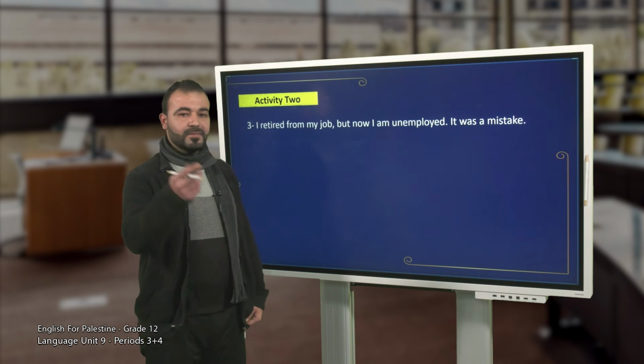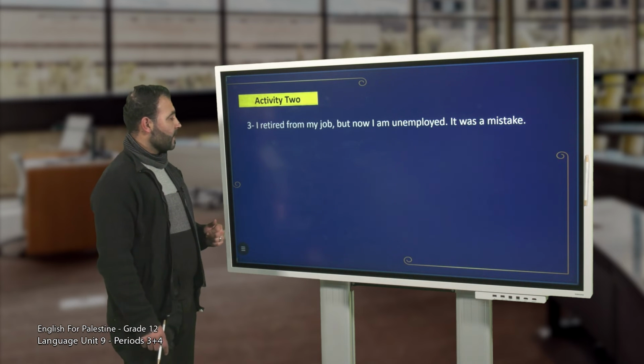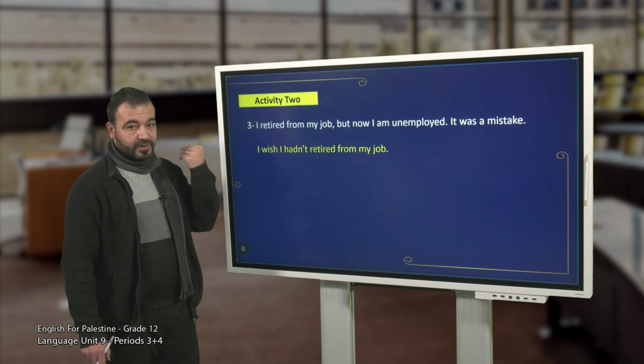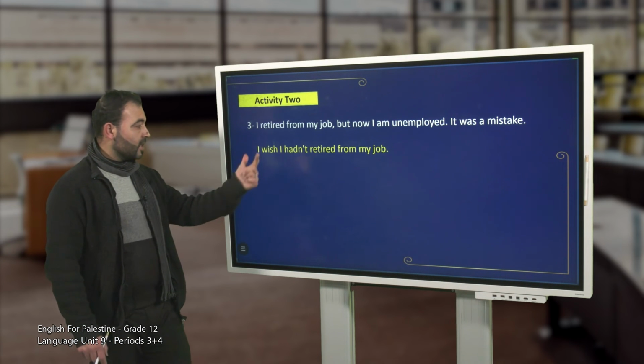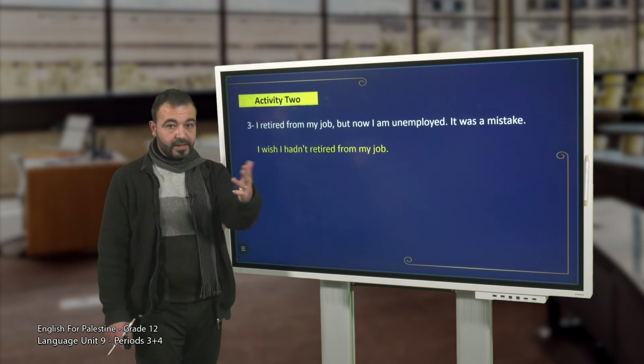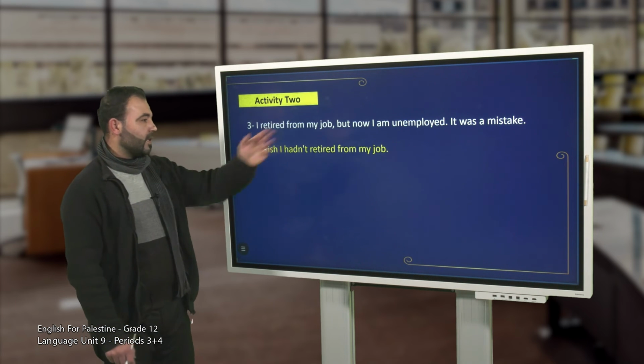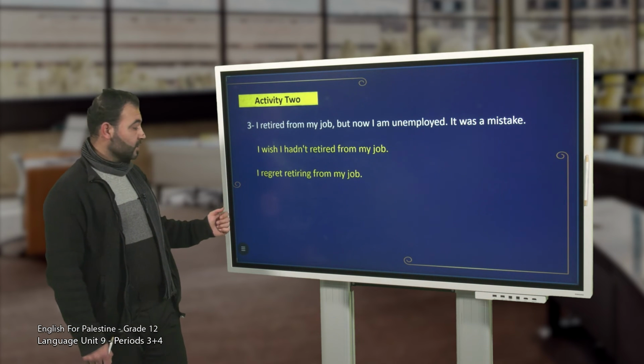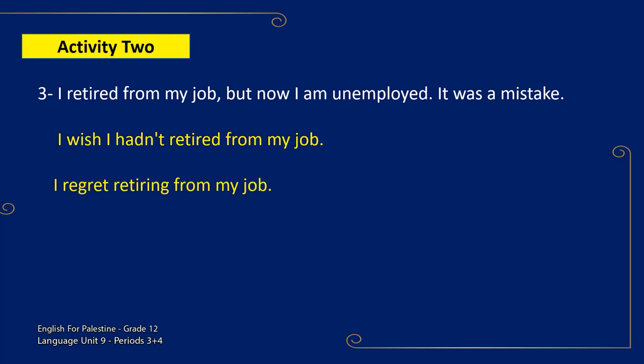Good. Now, please check your answers with me. With wish, for example, I wish I hadn't retired from my job. I retired. I wish I hadn't retired. Subject plus wish plus the subject plus hadn't and the past participle form, then the rest of the sentence. With regret, I regret retiring from my job. Regret plus the ing form. Finally, I shouldn't have retired from my job.